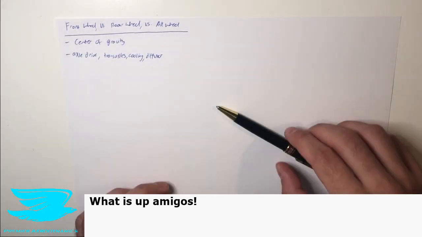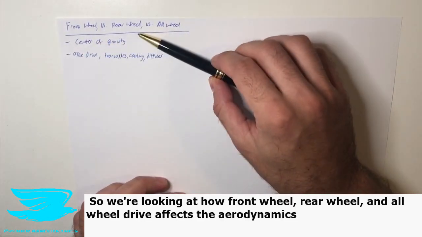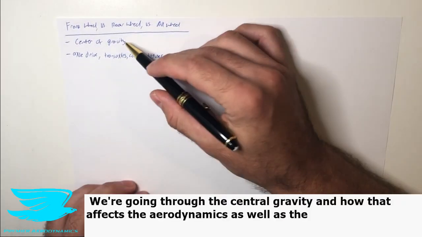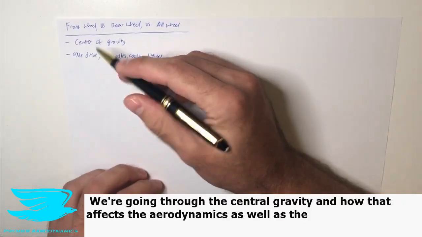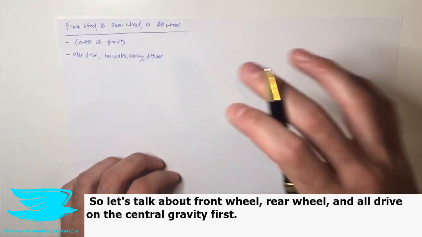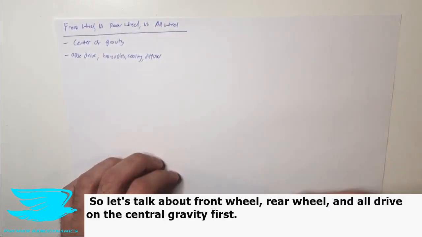What is up, amigos? Today we're looking at how front wheel, rear wheel and all-wheel drive affects the aerodynamics of a car. We're going through the center of gravity and how that affects the aerodynamics, as well as the different transmission and the gearboxing, etc. So let's talk about the front wheel, rear wheel and all-wheel drive and the center of gravity first.